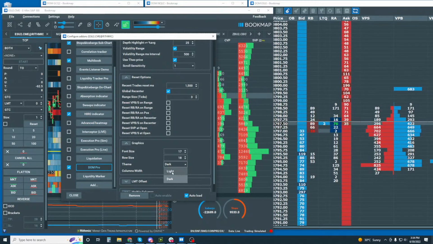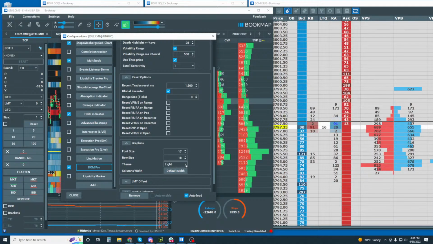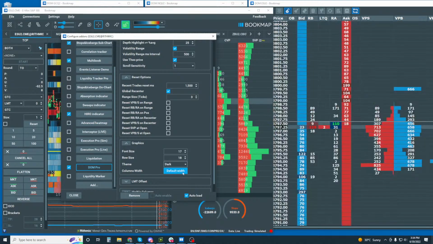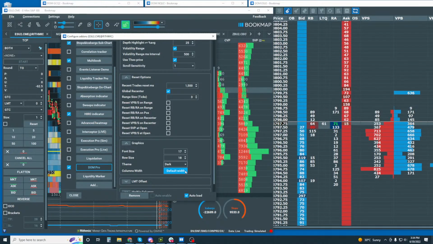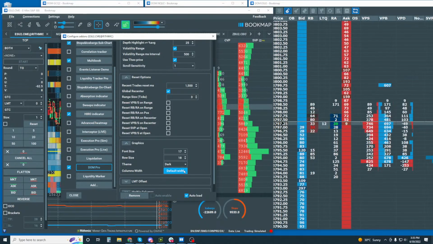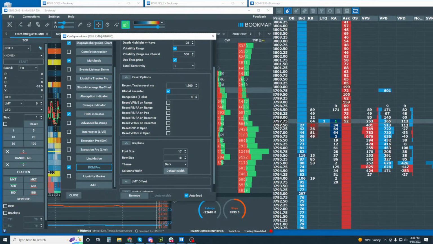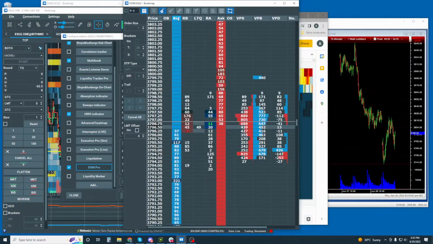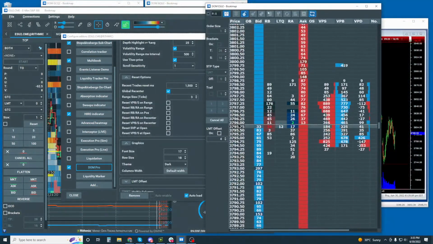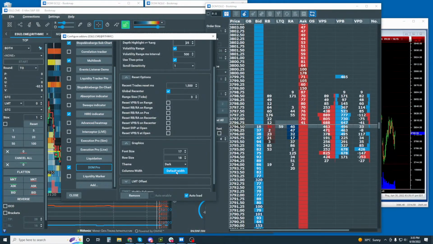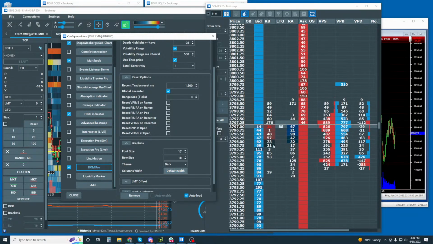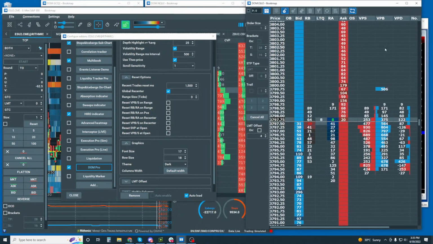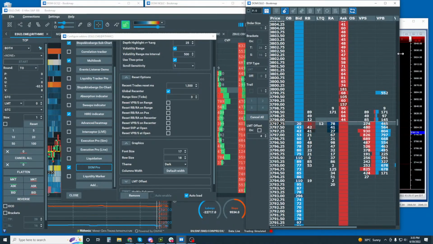You've got two different settings here for your light and your dark backgrounds. And then your column width, we'll go with the default column width, and it'll just reset it back. You'll see it here. Hold on. Default. Oh, okay. So no, I make it here, and then I hit this. This will be the default. Is that correct?